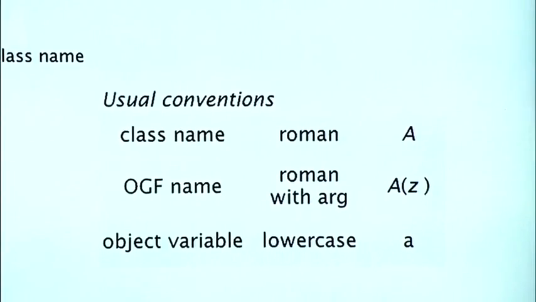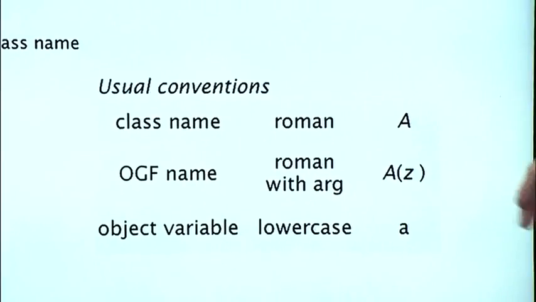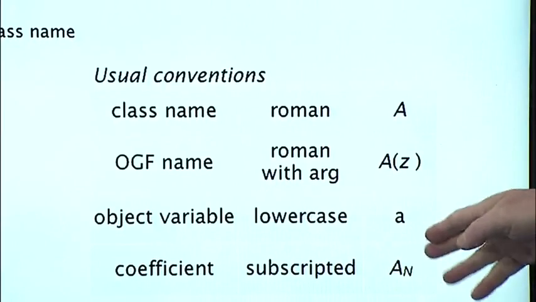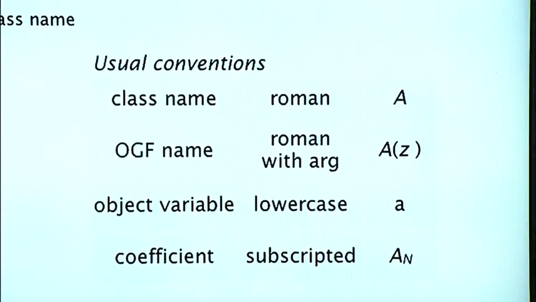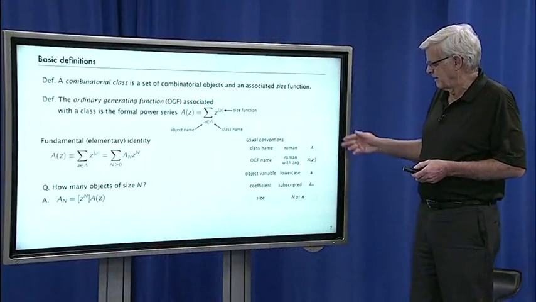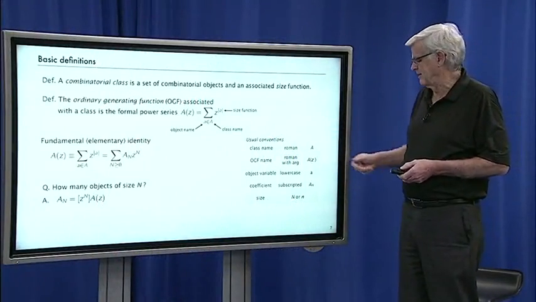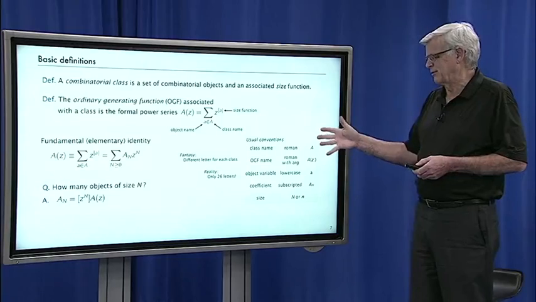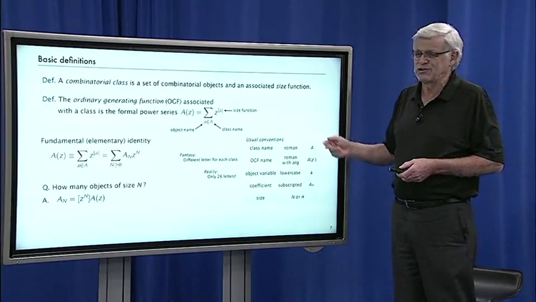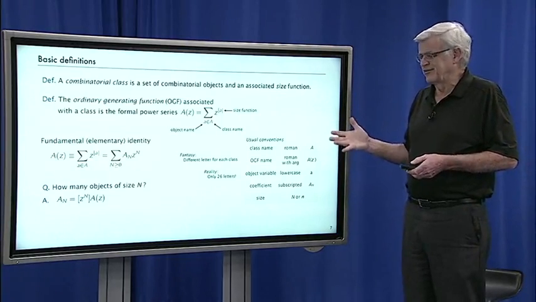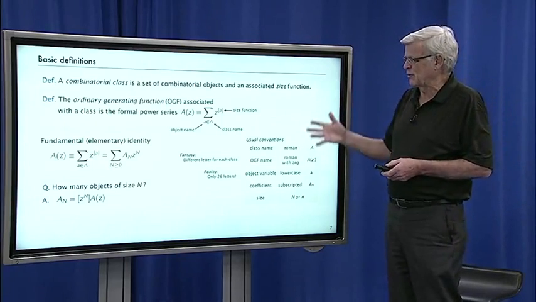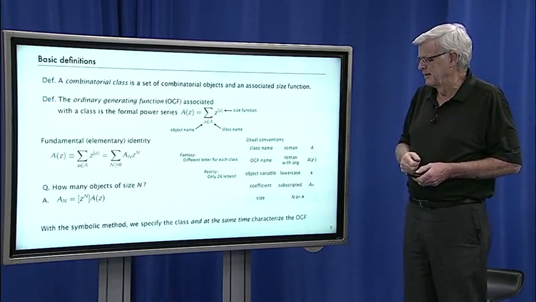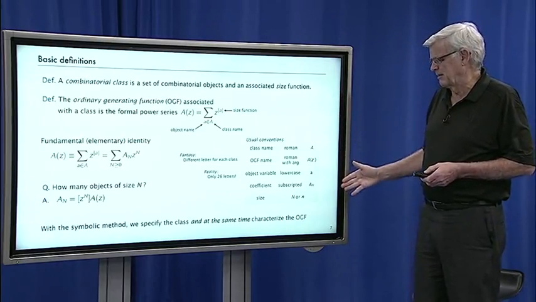In the book, we use a slightly different font. Object variable is just lowercase of the same letter. And then the coefficient is subscripted of the same letter. And size, usually we use capital N or little n. This kind of adopts a fantasy that we have a different letter for each class, but actually there's only 26 letters and we look at way, way more classes. So sometimes we have conflicts in these names. But we do the best we can.